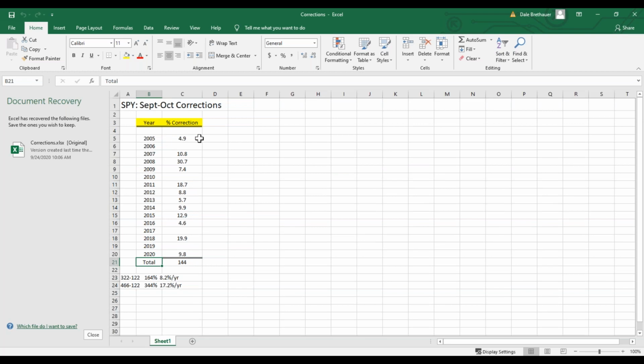Usually between mid-September and mid-October, there is usually, not always, nothing is 100% in the market, but usually there is a correction. In 2005, there was almost a 5-point correction. 2006, nothing. 2007, 10.8. 2008, 30.7. 2009, 7.4. Nothing in 10. Then 18.7, 8.8. I mean, these are pretty decent sized corrections. You want to stay out during corrections, or you want to be hedging your portfolio during corrections.